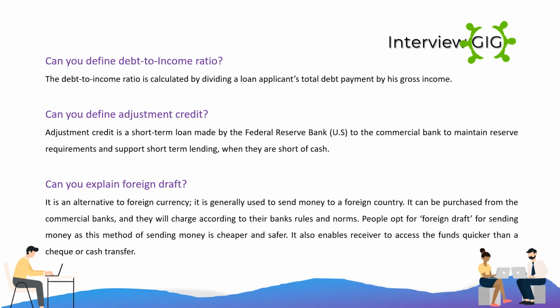Can you define debt-to-income ratio? The debt-to-income ratio is calculated by dividing a loan applicant's total debt payment by his gross income. Can you define adjustment credit? Adjustment credit is a short-term loan made by the Federal Reserve Bank, U.S., to the commercial bank to maintain reserve requirements and support short-term lending when they are short of cash.